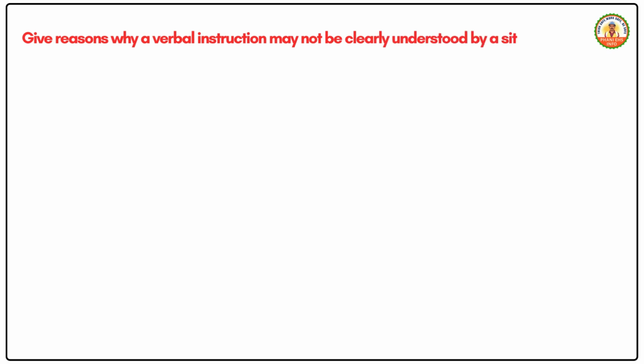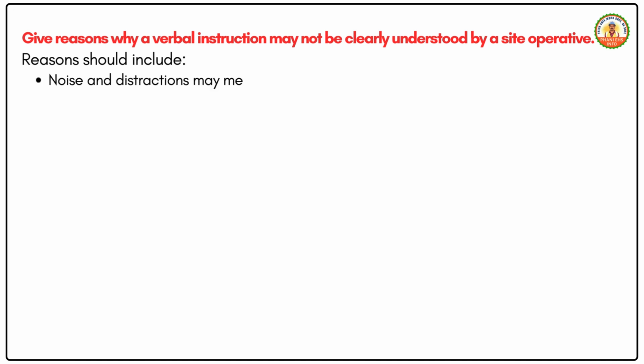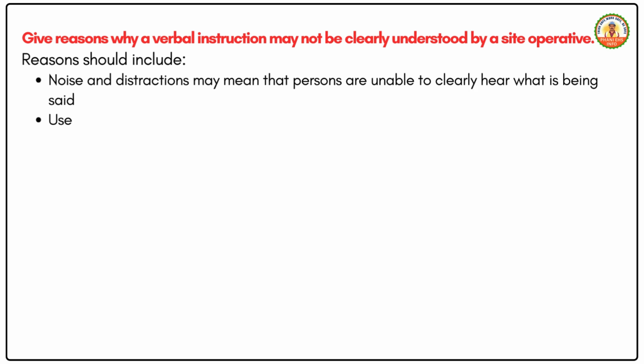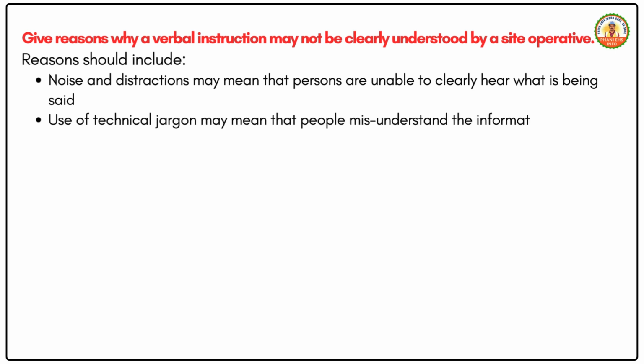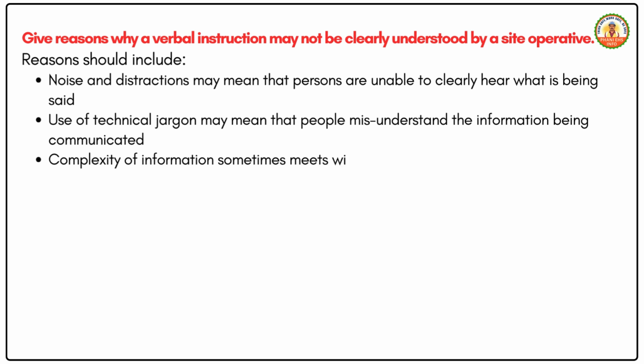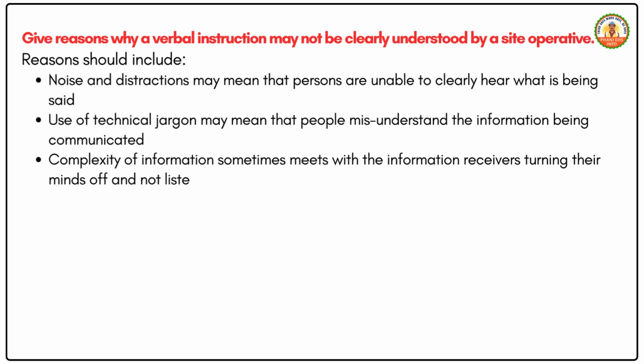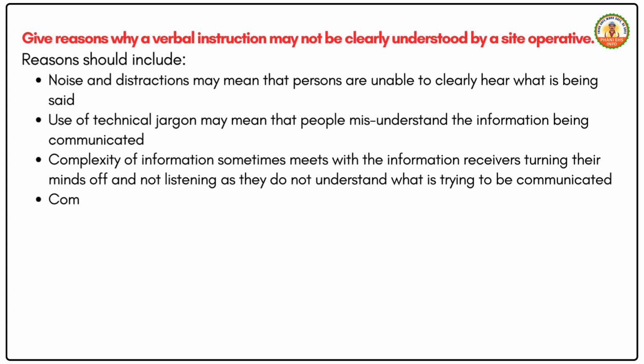Give reasons why a verbal instruction may not be clearly understood by a site operative. Reasons should include noise and distractions may mean that persons are unable to clearly hear what is being said. Use of technical jargon may mean that people misunderstand the information being communicated. Complexity of information sometimes meets with the information receivers turning their minds off and not listening as they do not understand what is trying to be communicated.